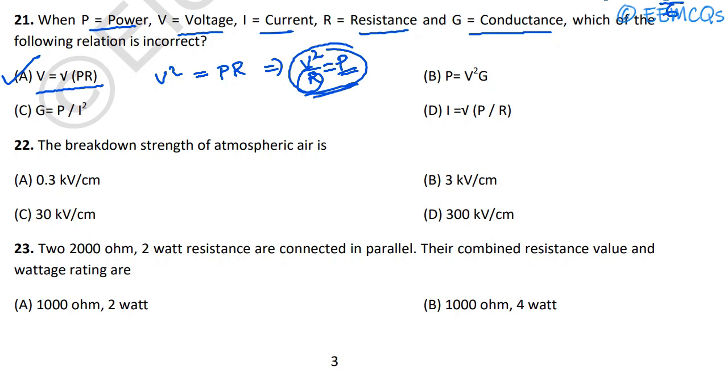We don't have to check other options. Now what is the breakdown strength of atmospheric air? It is a database question. You have to remember the breakdown strength of air, atmospheric air. It is basically 30 kV per centimeter. Okay. Breakdown strength of air is 30 kV per centimeter. So C here is the correct option.